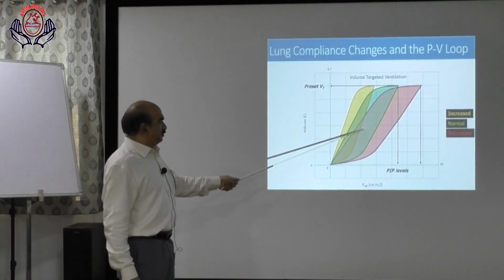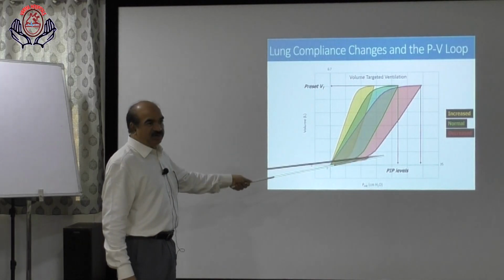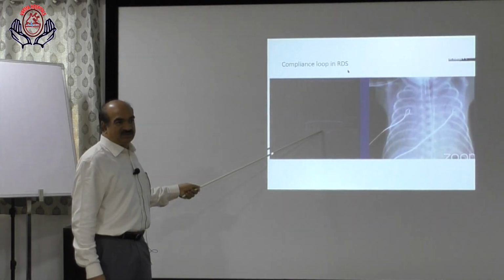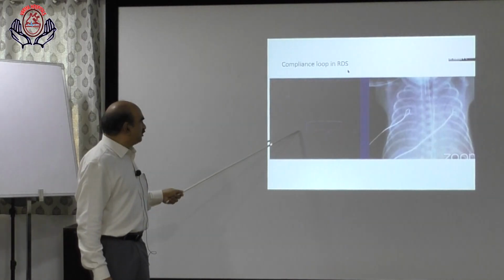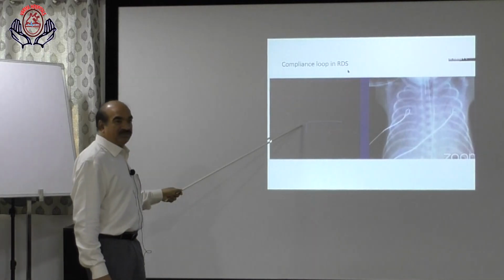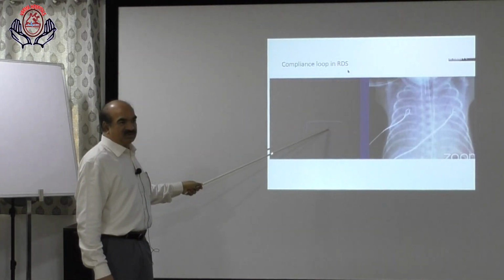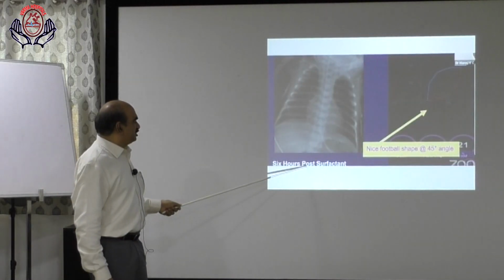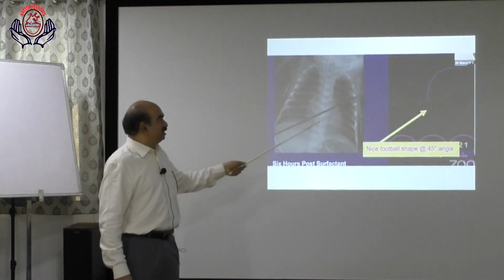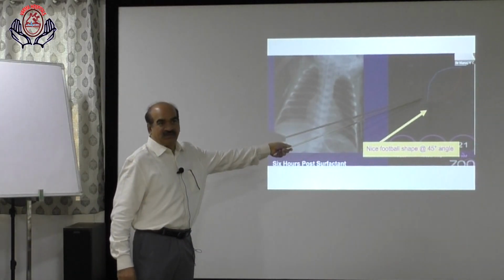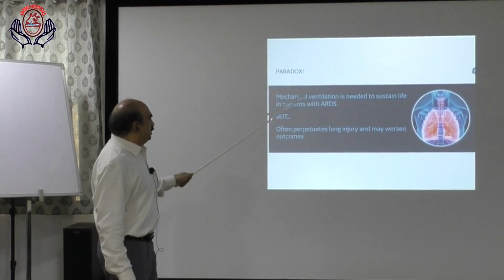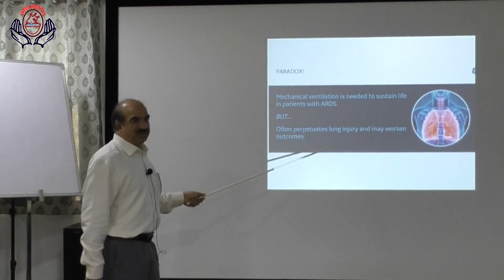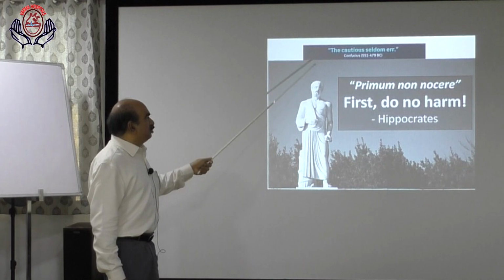The compliance. If compliance is decreased, there will be a rightward shift of the curve. So in severe ARDS, there is a complete rightward shift of the curve. Actually, we expect a curve like this, but in severe ARDS it is almost flat, a complete rightward shift. Six hours after surfactant, the lungs are improved and the curve is a normal curve. So, ventilation is needed to sustain life, but we should prevent ventilator-induced lung injury. So, we should be more cautious.